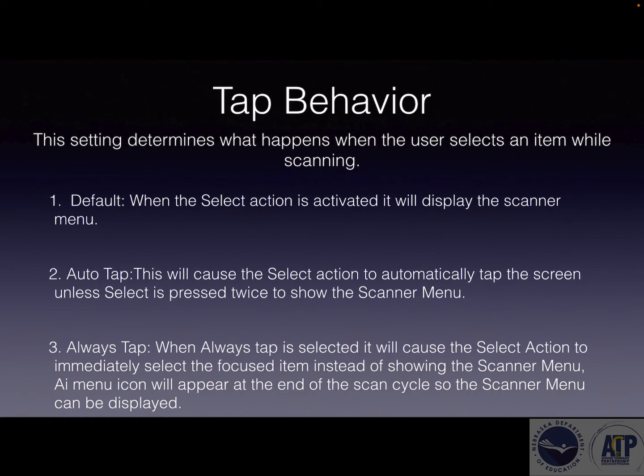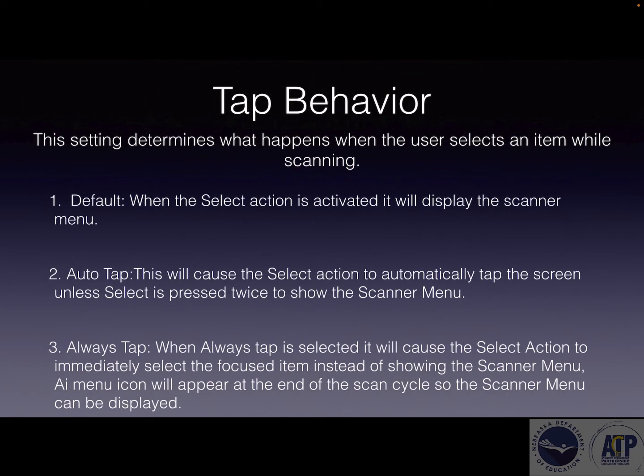So there's another option you have, what's called auto tap. Basically, when you go across the items and get onto an item and you select it, after a predetermined amount of time, it'll automatically select it. If you don't want to do that, you can actually hit your switch before that amount of time is up, and you'll be able to get to your menu items. And then there's always tap, which means when you get to an item and you hit your select button, it's automatically going to select it.